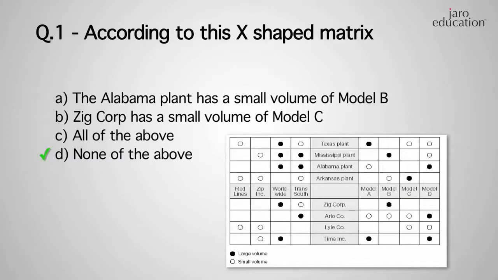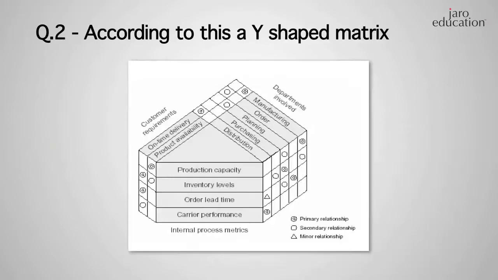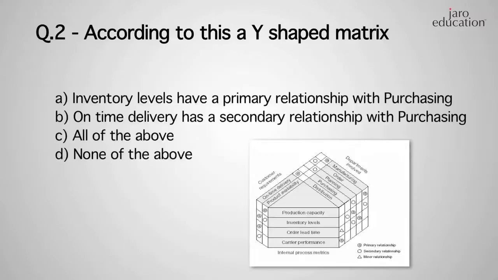Both are false. Here there is a Y-shaped matrix, and in this matrix you have 4 options. First, A, that inventory levels have a primary relationship with purchasing, and B, on-time delivery has a secondary relationship with purchasing. C, all of the above, or D, none of the above. Now you have on the right in front, vertically, the inventory levels, etc. You have purchasing in the different departments on the right roof, and you have on-time delivery, etc.